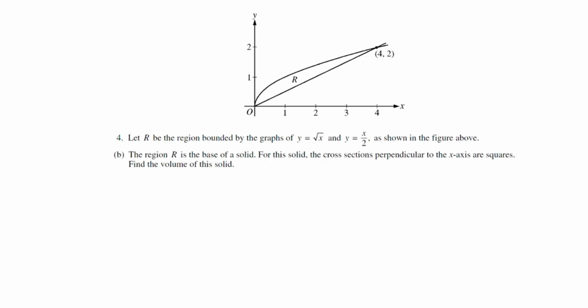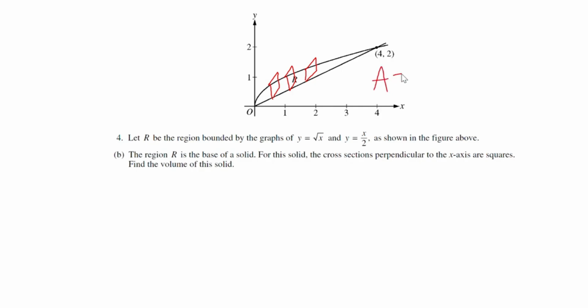In part B, we've got the same region. It's the base of a solid, and the cross sections perpendicular to the x-axis are squares. We want to find the volume. So at every cross section perpendicular to the x-axis, if I were to slice this and open it up, I'd be looking at a square. I've just got these little squares protruding straight out of the screen at you, an infinite number of them stacked all the way along this region, infinitely thin in the x direction and stacked up against each other, making the full volume of this thing.